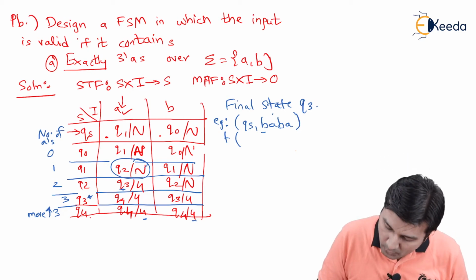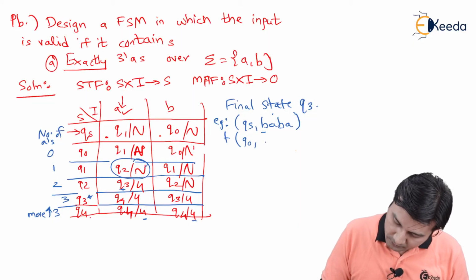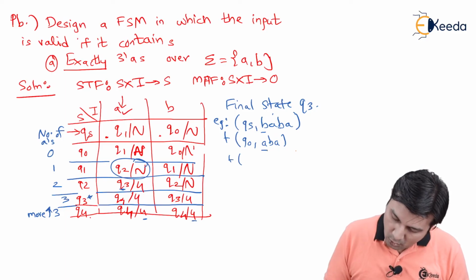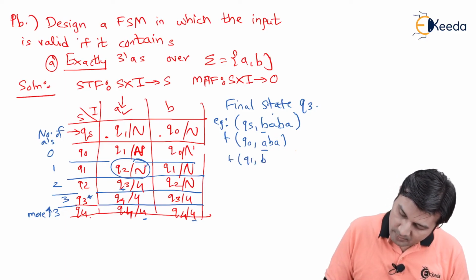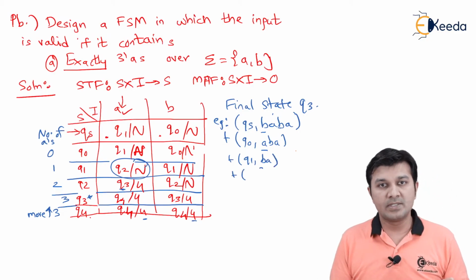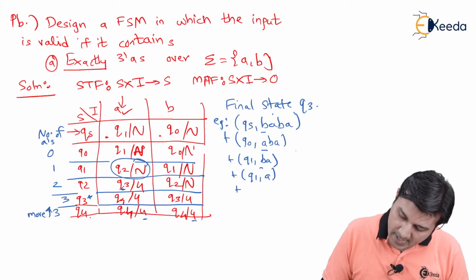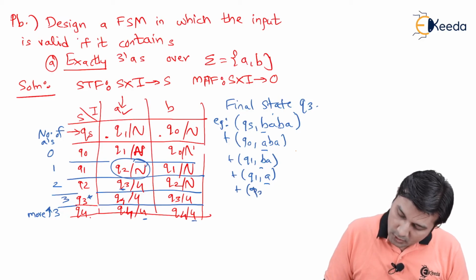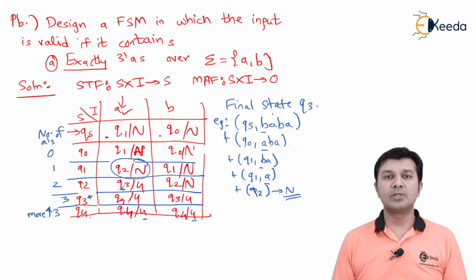So if you observe this problem, QS on receiving B goes to Q0 with ABA left on the tape. Q0 on receiving A goes to Q1 with BA left on the tape. Q1 on B remains in Q1. So I have Q1A, and lastly Q1 on A goes to Q2, and Q2 is not the final state, therefore the output is going to be no.